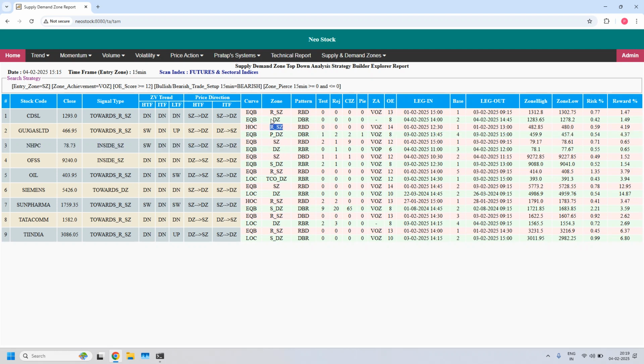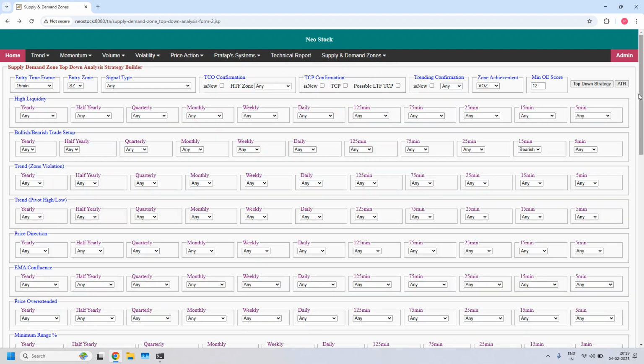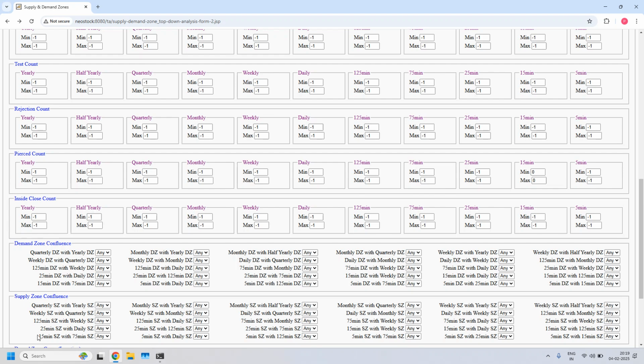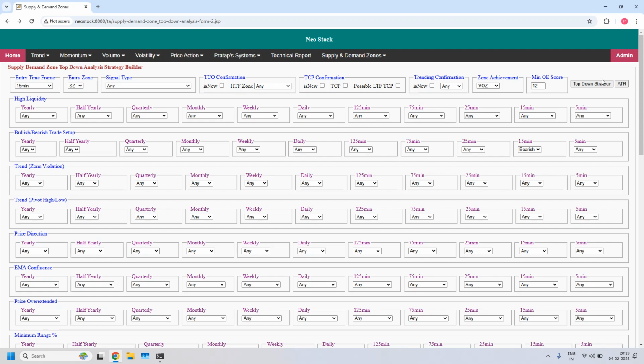And out of these 9 15 minute supply zones, some are already high liquidity zones. That way they got some high probability to get success. Apart from that, we should also look for more high probability to get success. So we will set 2 filters. First one is LTF and ITF based zone confluence. That is 15 minute supply zone with 75 minute supply zone confluence. So I am enabling that filter. With this filter, let us verify how many stocks we get.